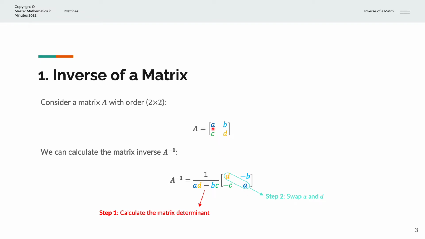So, in the original matrix we have A as first entry and D as the last entry. And so step 2 is where we swap the positions of A and D. And the third step is where we put a minus sign in front of B and C. And that is how we calculate the inverse of a matrix. We'll cover a couple examples on how we apply this formula.